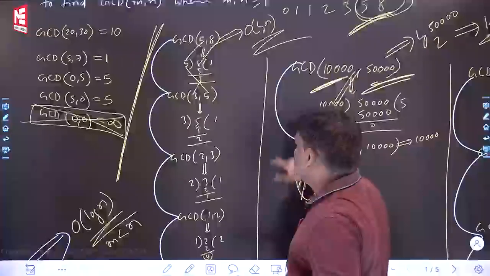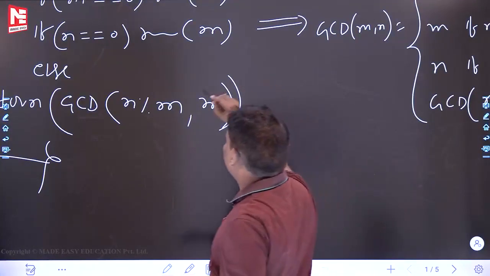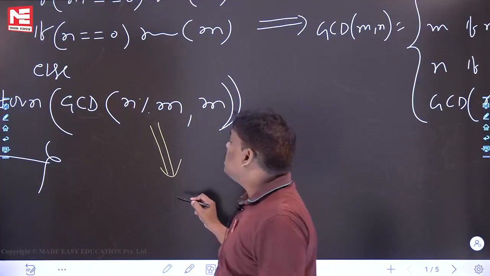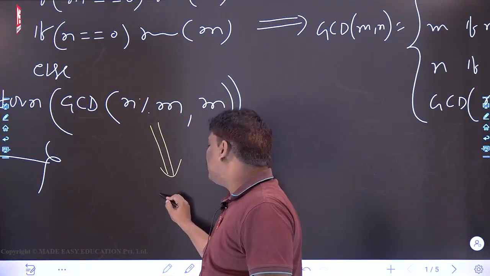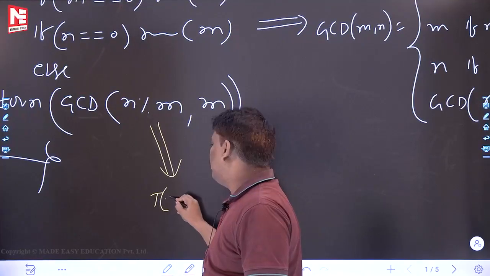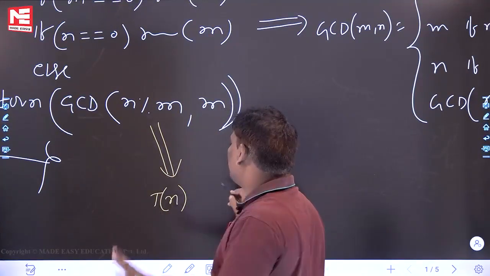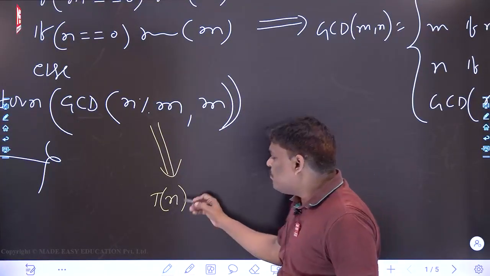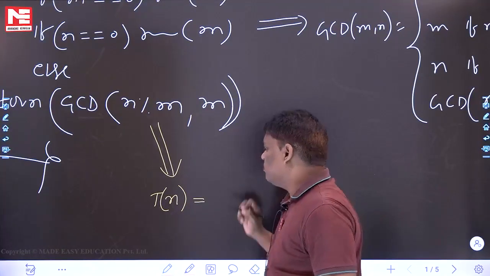Right? I think this is the program. Let me give the conclusion. This program, whatever we explained until now, assume that the time complexity of GCD of m comma n is T(n), because the big number is n, so I have taken T(n).